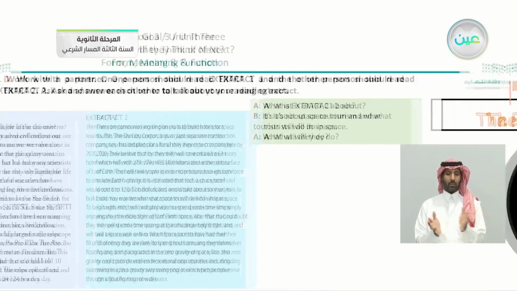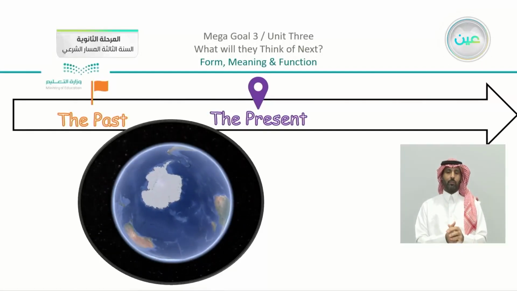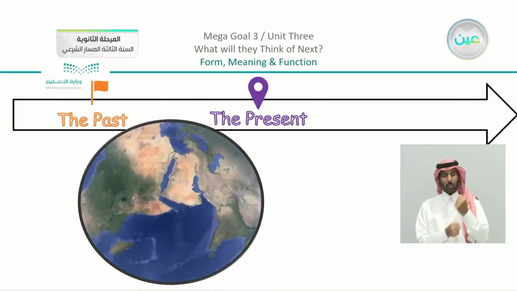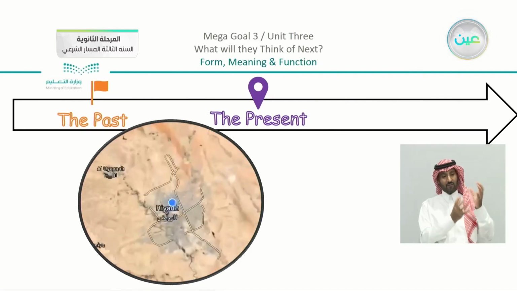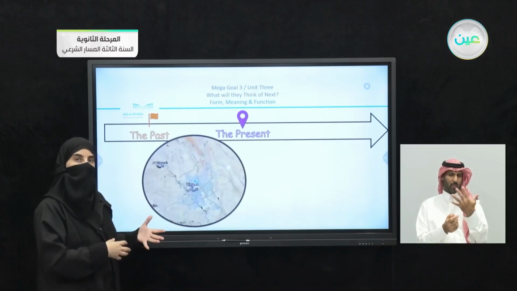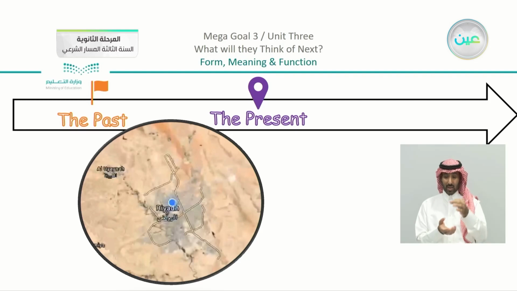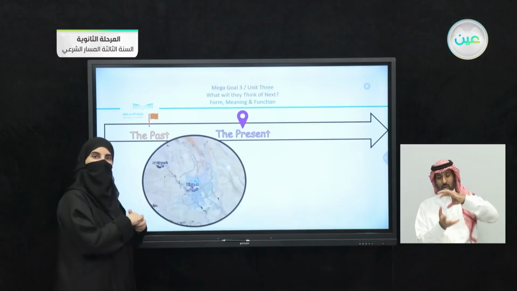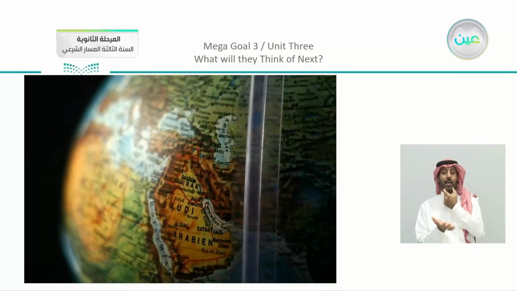So this is what we took in our last lesson. Now, since we are talking about the past and the present, and we relate it to space here, we are going to use this type of information for something new. As you can see, the zoom went from space all the way to Riyadh here. So we are going to focus here and see what we have that is new.